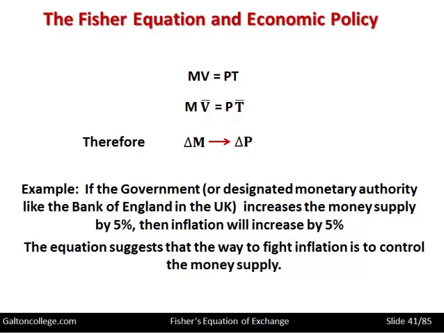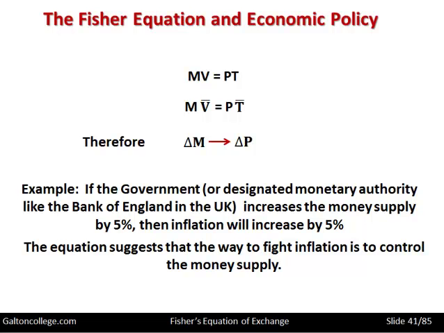Now, let's look at this. Let's start with the top one here. MV equals PT. Let's say V and T are constants. In other words, we put little lines on top to say they're constant, they're fixed. Now, if V and T are fixed, therefore, delta M leads to delta P.